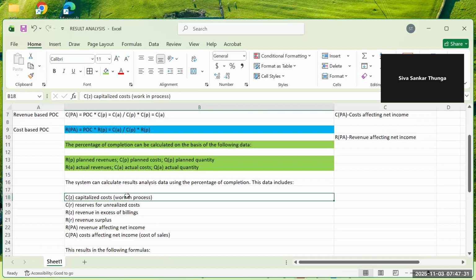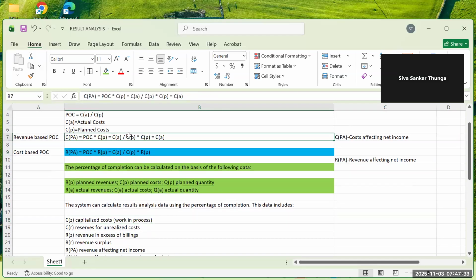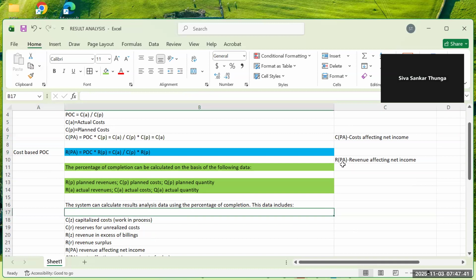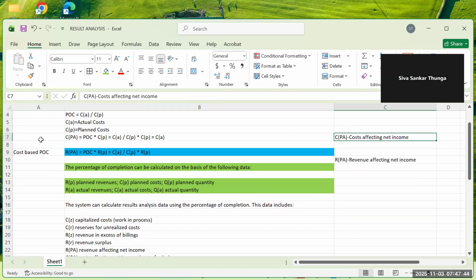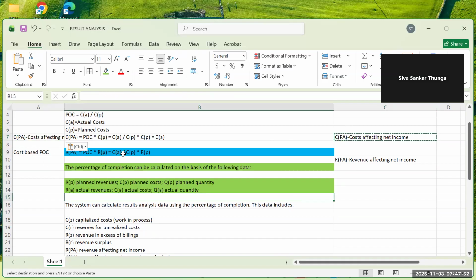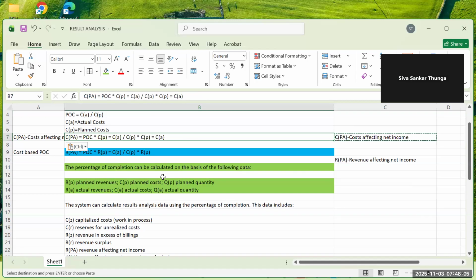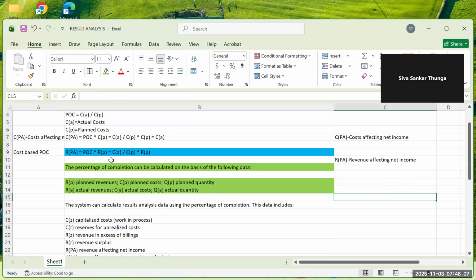So capitalized cost, costs affecting net income. Okay, not for this revenue based method. I am sorry, this is for calculating the cost affecting net income. Sorry, this is not, because for revenue based method it is actual revenue divided by planned revenue, POC calculation. Okay, this is the cost calculation for this method. I am sorry, I did not observe it properly.